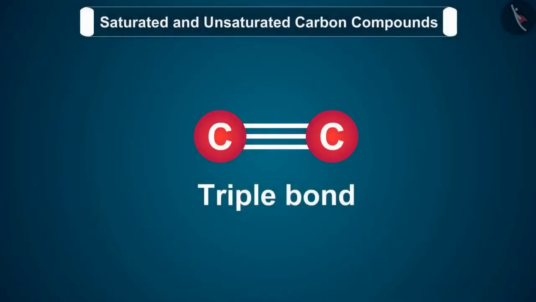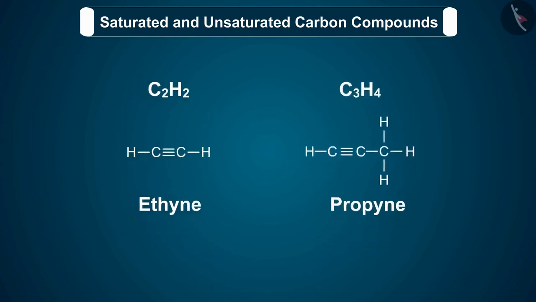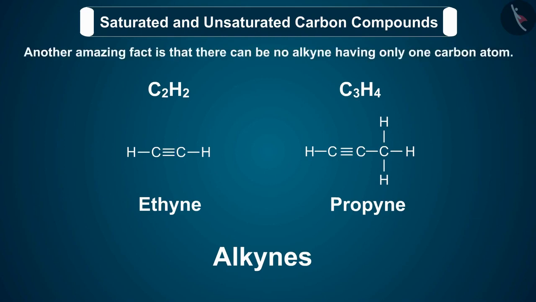Let us now discuss the alkynes. These are unsaturated hydrocarbons in which the two carbon atoms are connected by a triple bond. So, the alkynes contain a triple bond between carbon atoms which is formed by the sharing of three pairs of electrons. Ethyne and propyne are alkynes because they contain a triple bond between two carbon atoms. Also, another amazing fact is that there can be no alkyne having only one carbon atom.